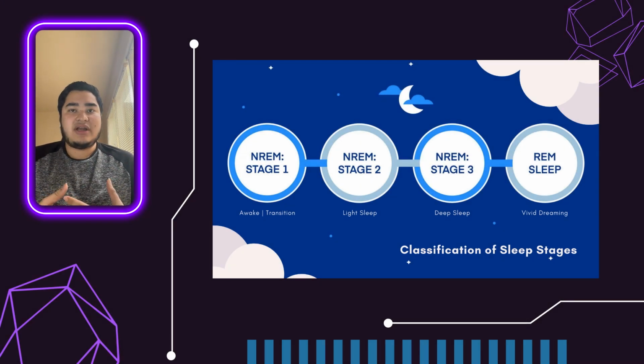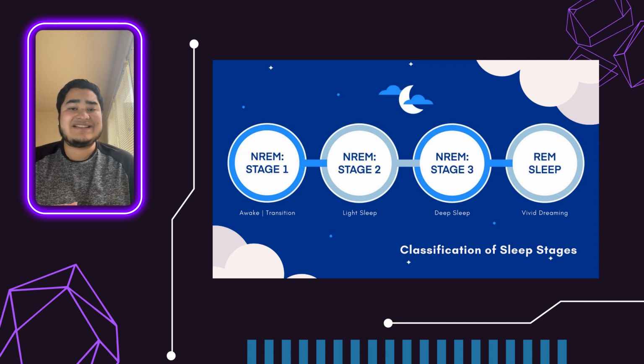Some authors mention 4 sleep stages, some authors mention 3, but in this case, we're going to talk about 4 of them separately. So 3 stages are non-REM, which means that during the first 3 stages, your eyes won't be moving. And then on the final stage, we have the rapid eye movement.